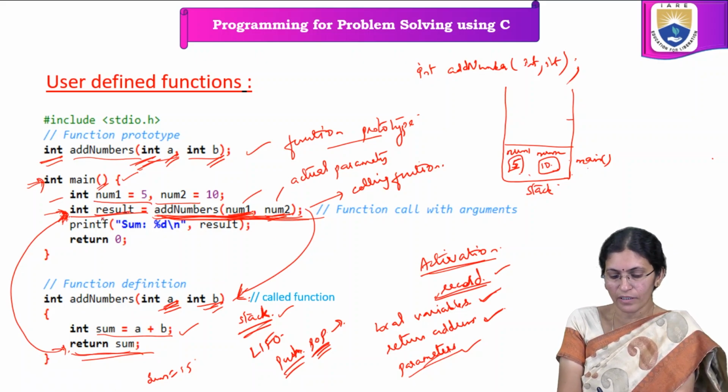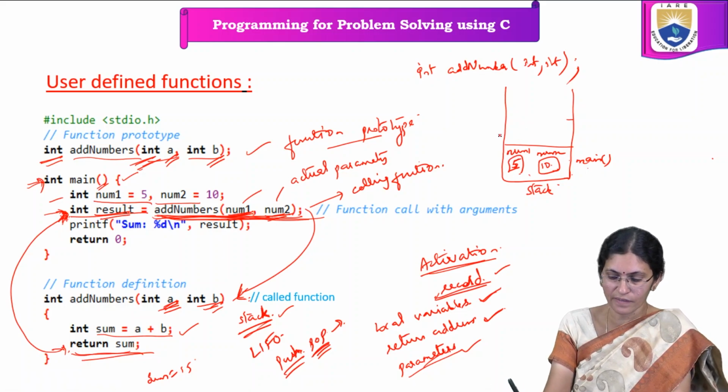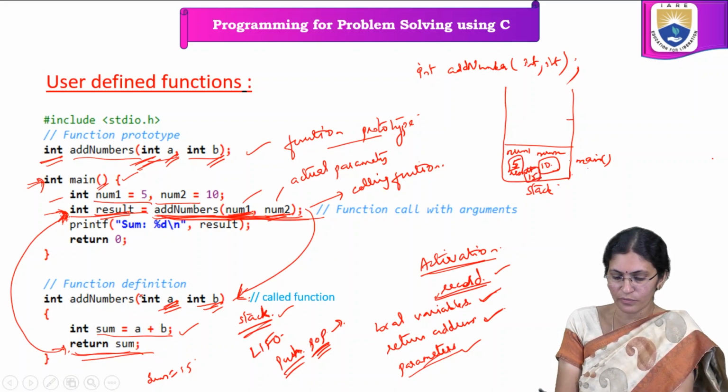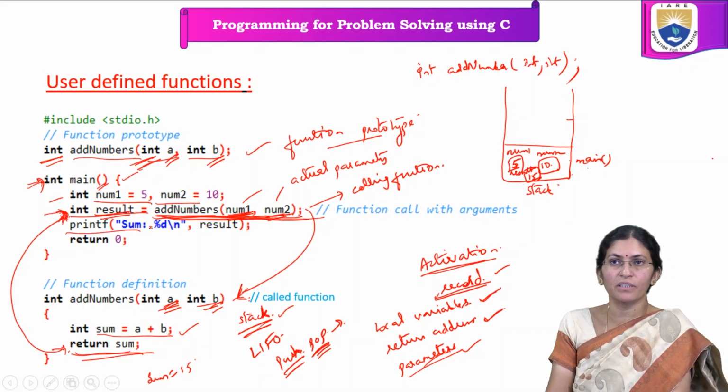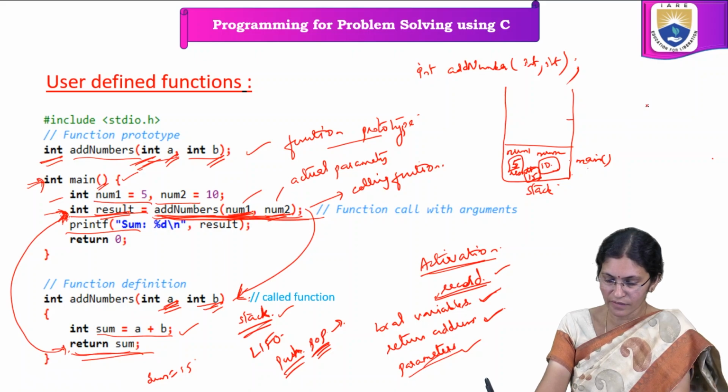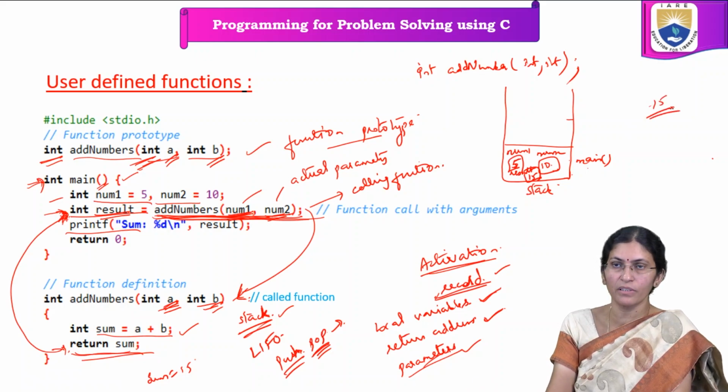Now the value of sum is assigned to the variable result. Now result is equal to 15. After that, the printf statement will be executed. So the output of this will be result is equal to 15. So this is the output of this program.